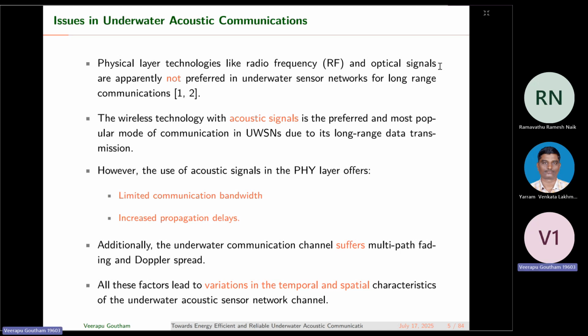Along with that, underwater acoustic communication suffers from multipath and Doppler effects. Here the sensor nodes are moving due to the current, waves and all. When there is movement in sensor nodes, a concept called Doppler spread will come. And from the bottom and surface, due to shipping or aquatic animals, multiple propagation is also happening. All these factors lead to variation in temporal and spatial characteristics of the underwater acoustic network channel.